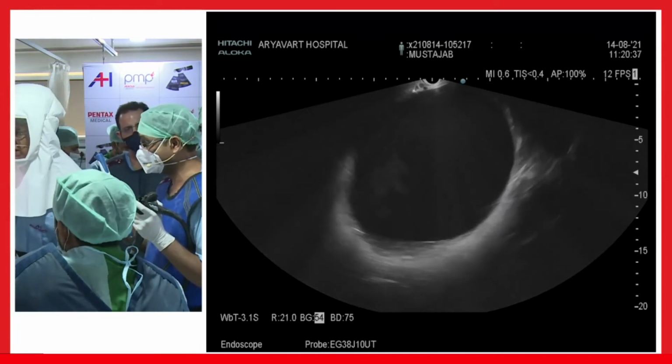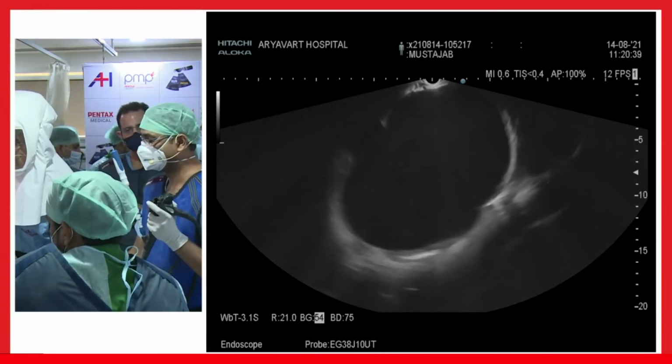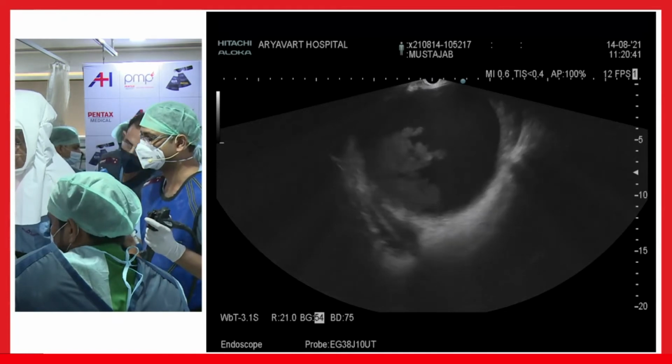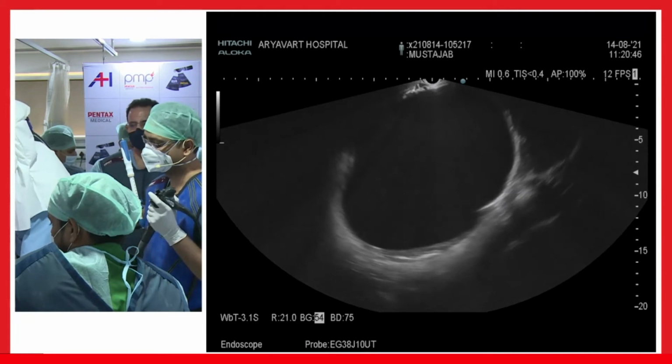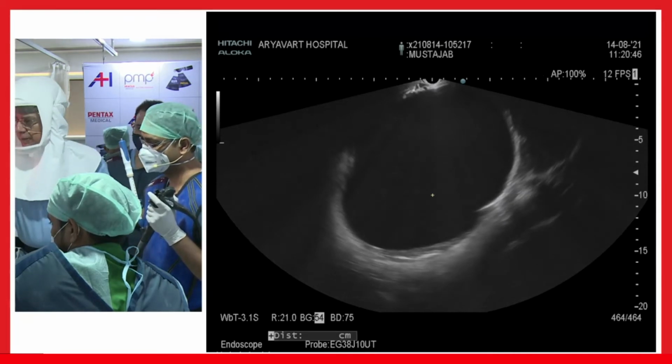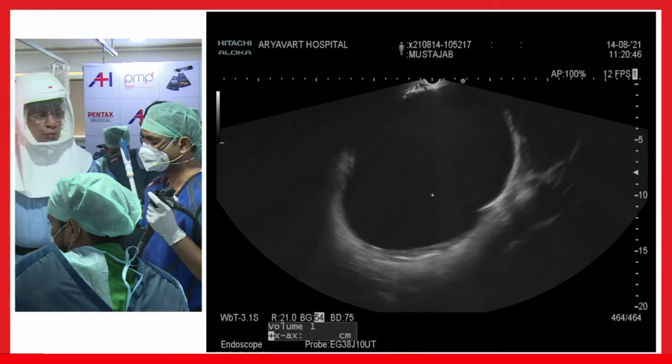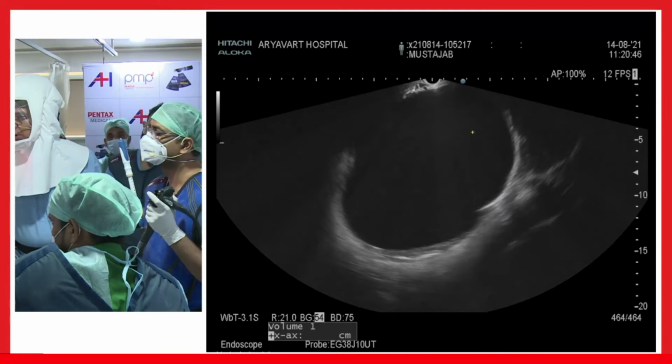We will measure the volume, because we have the Hitachi engineer with us. What we will do is measure the volume of the cyst. Please measure the volume of the cyst. And then we will measure the volume of the contents, and then we'll compare the volumes.